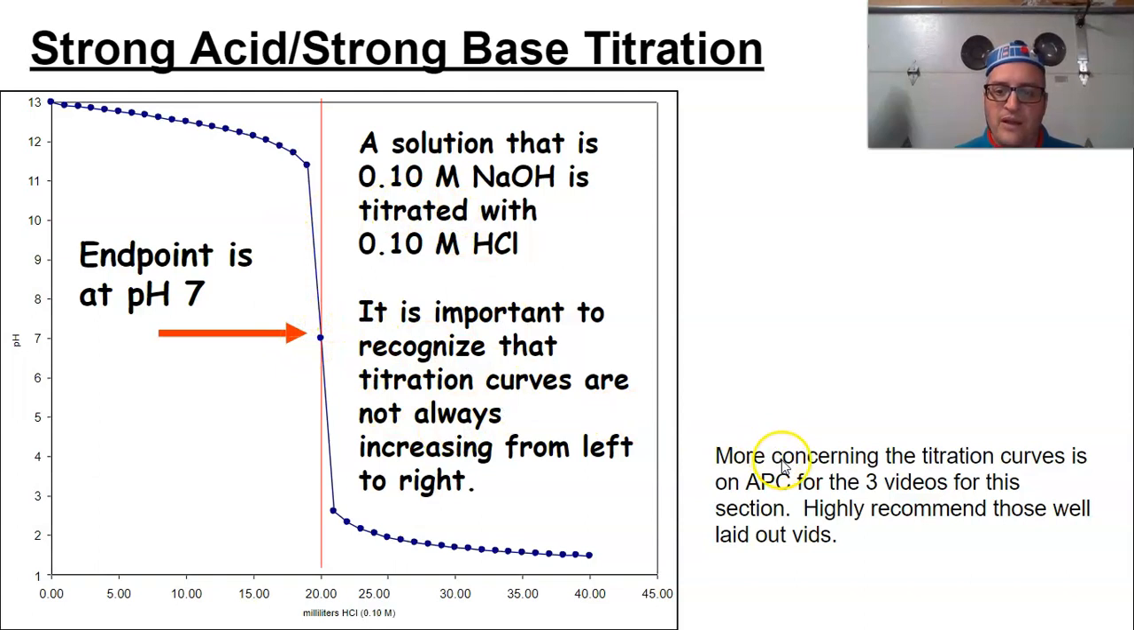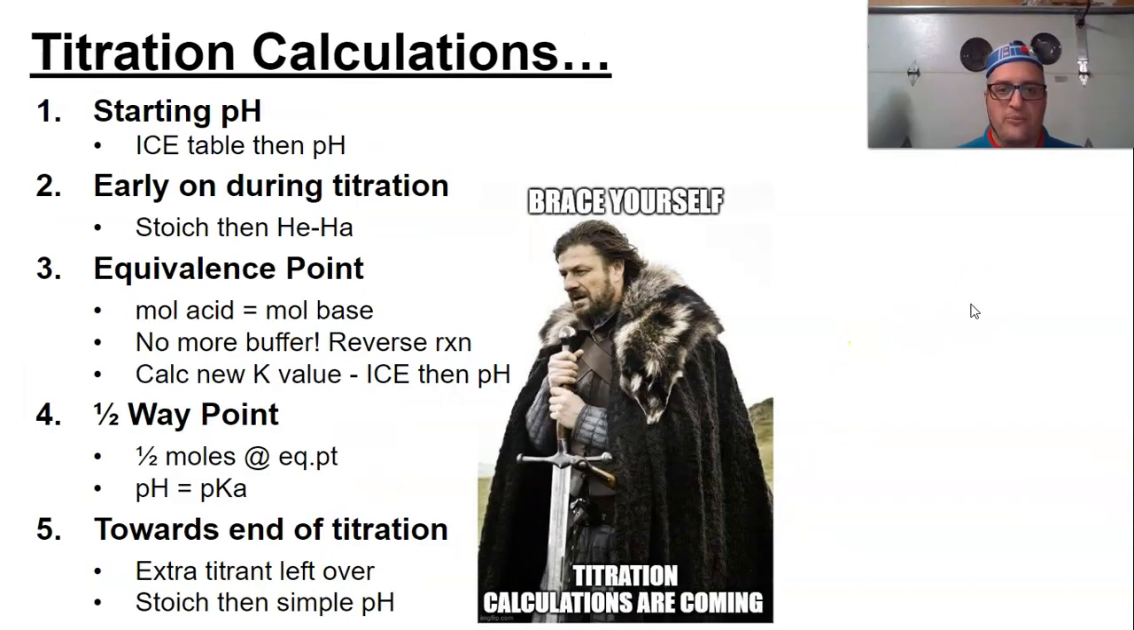More concerning the titration curves, for the 3 videos on APC, I highly recommend those because they're really well laid out in the vids. So I think those are very good. I'm going to go through some examples and stuff, but again, if you're looking for others, those look pretty strong. So titration calculations, there's really 5 different types. These are also covered in Pearson, I think, quite well in print. So I would suggest, again, another good resource for those.